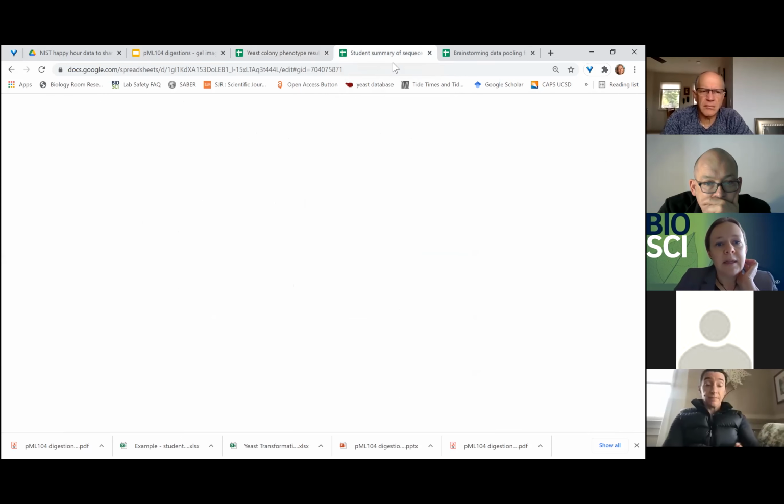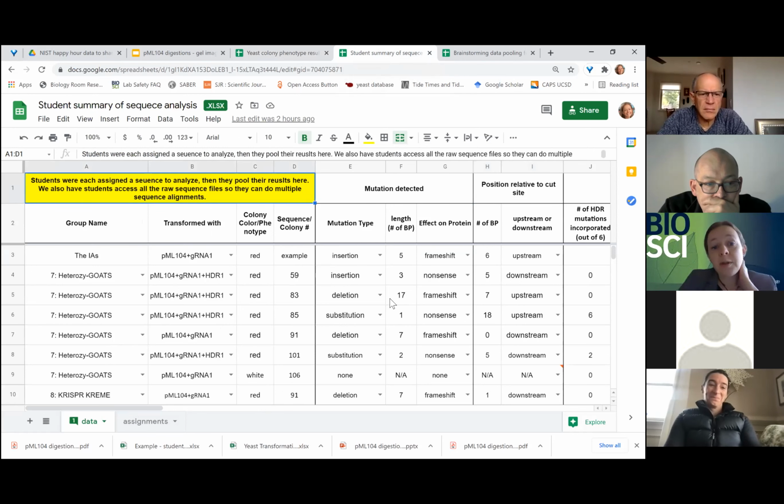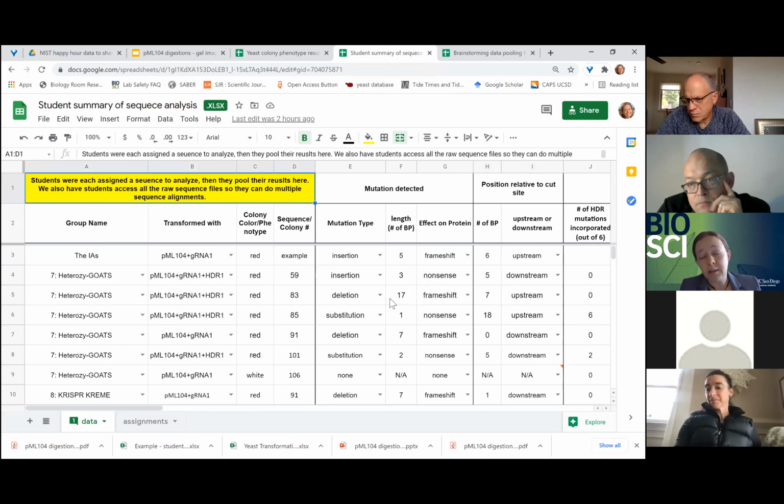The last one that I was going to share with you is an example of when we have students analyze some sequencing results. There are two things that we do. One, in a class, if we have dozens of samples that are sequenced, we give students access to all of that sequencing, and they can do multiple sequence alignments to see all the different types of mutations that are being introduced.